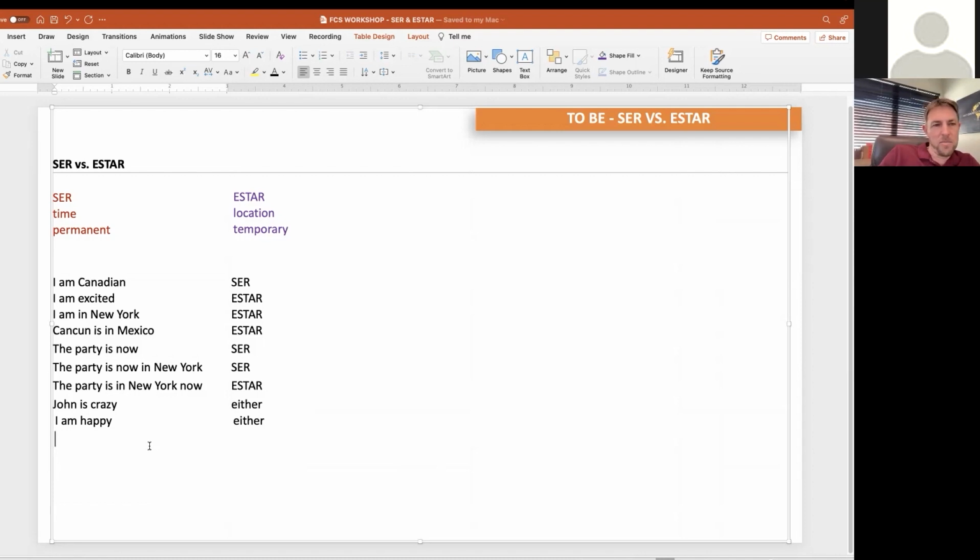So this is it. Time and location first, permanent or temporary second. If you can remember these two rules, that's a lot easier than all those other rules you saw. This is going to be right about 99% of the time. There's 1% of the time it doesn't fit, and that's okay, because for conversational Spanish, I'd rather be 99% right than try to be perfect and get it all wrong.